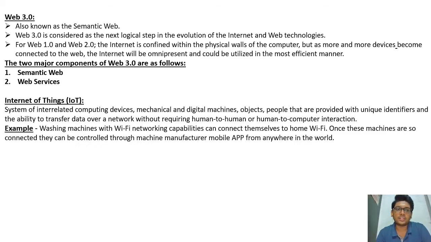Finally, Internet of Things. What is IoT? Internet of Things means a system of interrelated computing devices, mechanical and digital machines, objects, people that are provided with a unique identifier and the ability to transfer data over a network without requiring human-to-human or human-to-computer interaction. For example, washing machines with Wi-Fi network capabilities can connect themselves to the home Wi-Fi. Once these machines are so connected, they can be controlled through the machine manufacturer's mobile app from anywhere in the world. This is known as Internet of Things.